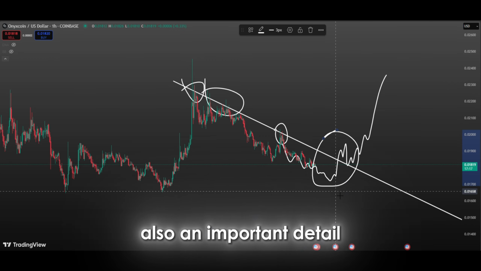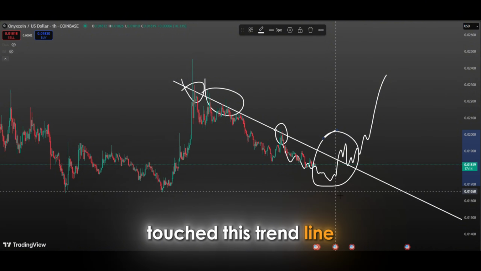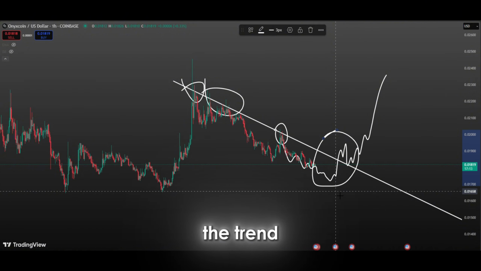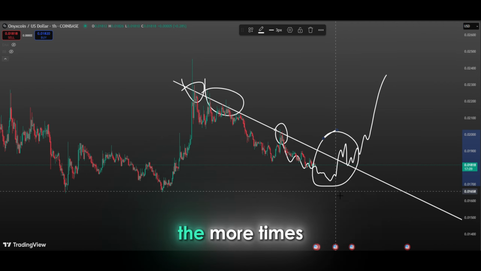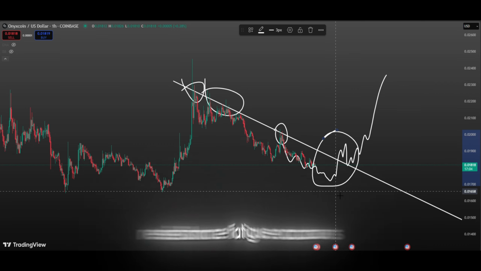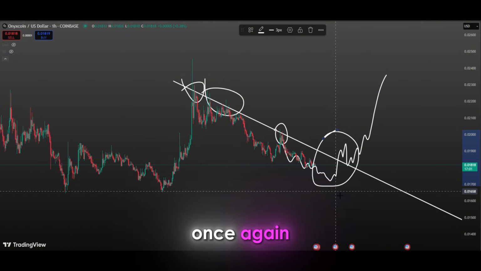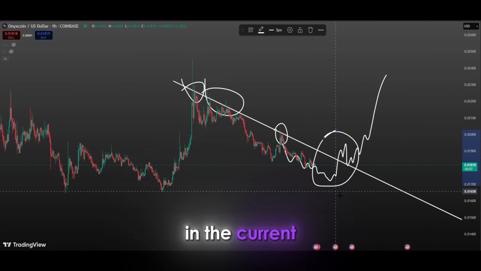However, there is also an important detail that should not be overlooked here. The fact that the price has repeatedly touched this trend line, although it shows the strength of the trend, also causes this resistance to weaken over time. Because a common principle in technical analysis is this: the more times a resistance line is touched, the more vulnerable it becomes to being broken after a while. In other words, a kind of resistance fatigue occurs. This suggests that if the price approaches this area once again, a breakout to the upside may be more likely this time compared to previous contacts, especially if there is buying pressure in the current market structure.